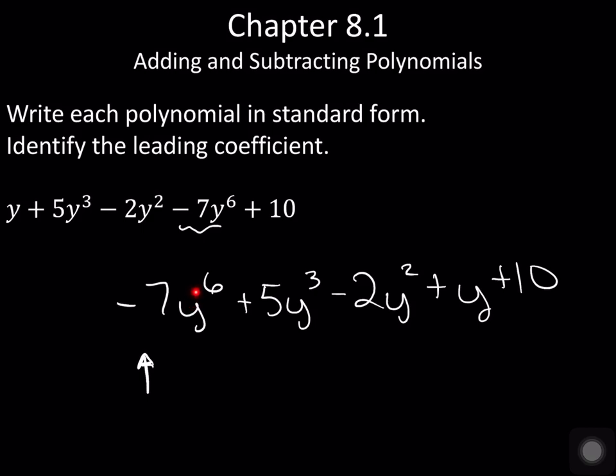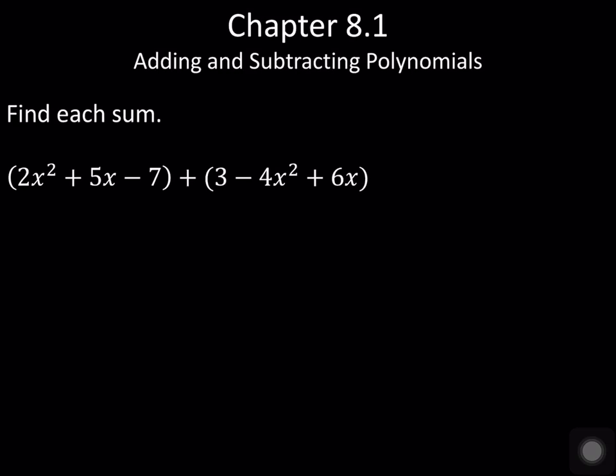Degree 6, 3, 2, 1, 0. So that's in descending order, greatest to smallest. And then again, we kind of spoiled the punchline earlier, but there's your leading coefficient: negative 7. Now, as we find sums and differences, our answer should be in standard form. That's one of the reasons we talk about standard form.